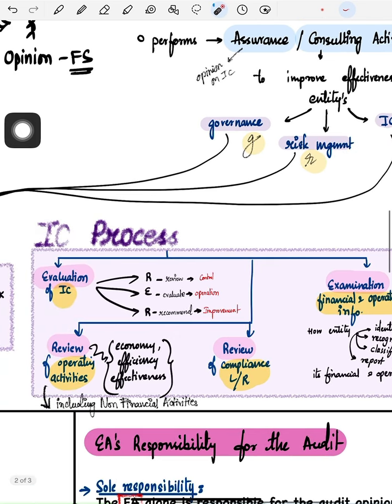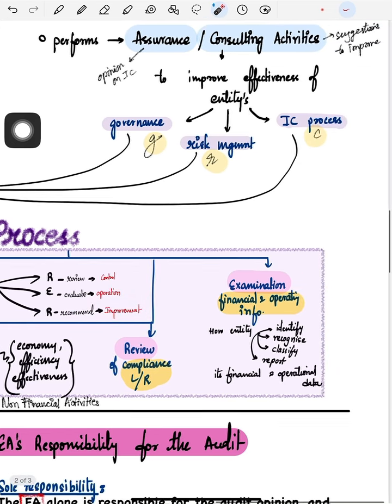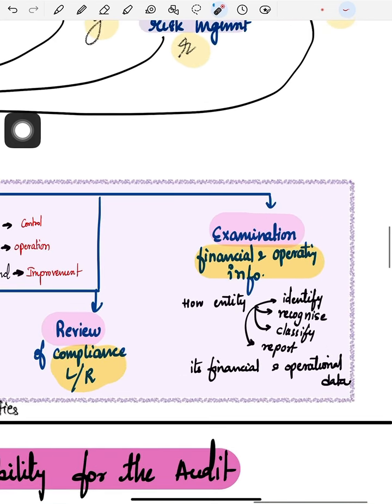So to improve the effectiveness of the internal control process, first and foremost the internal audit department will evaluate the internal control. It will review the controls, it will evaluate the operations, and it will recommend the areas for improvement. Then it will examine financial and operating information, like how the entity is identifying, recognizing, classifying, reporting its financial and operational data.